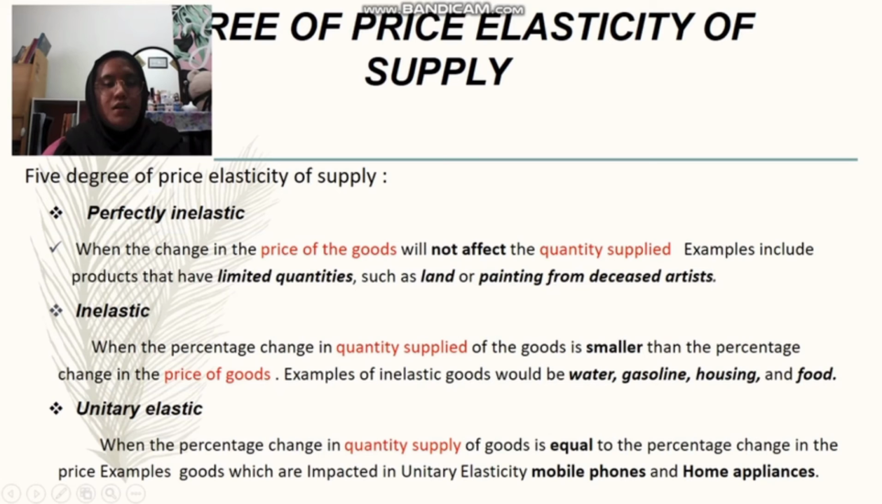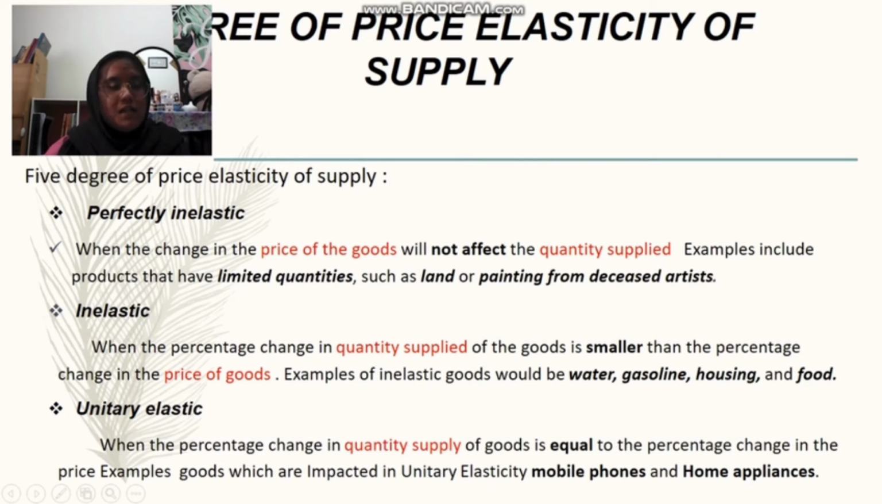So, the degrees of price elasticity of supply. We have five degrees of price elasticity of supply, and all of these have their own graph. The first one is perfectly inelastic, when a change in the price of the good does not affect the quantity supplied. Examples include products that have limited quantity, such as land or paintings from deceased artists.